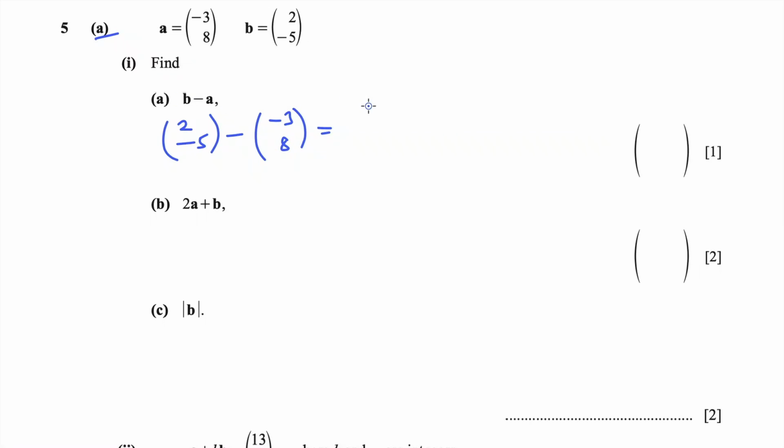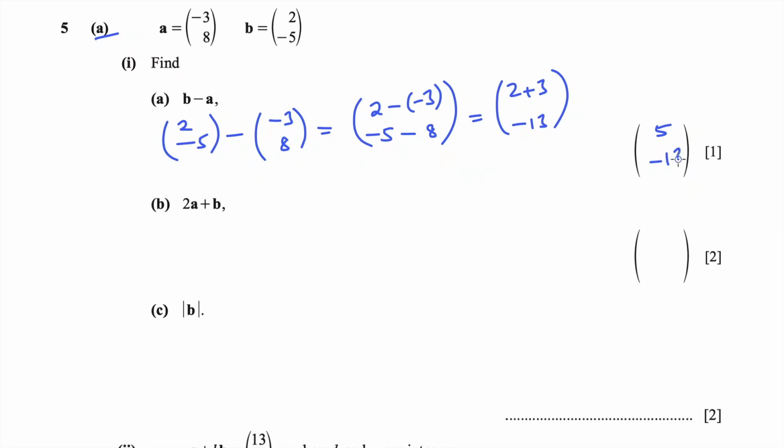So it is nothing but 2 minus of minus 3 and minus 5 minus 8. So 2 minus minus 3 is nothing but 2 plus 3, whereas minus 5 minus 8 is minus 13. So 2 plus 3 is 5 and minus 13. This is the final answer.